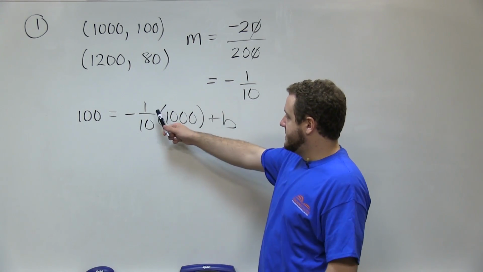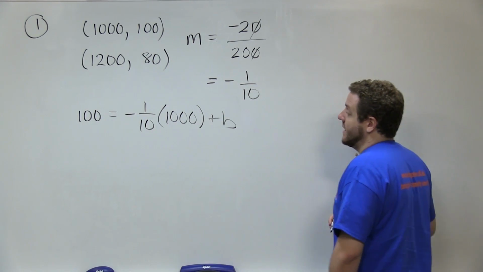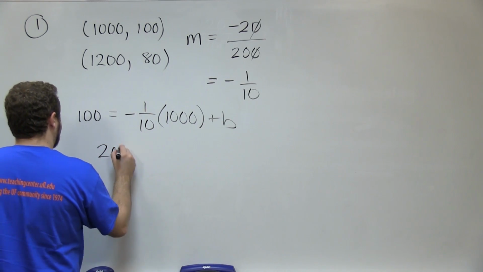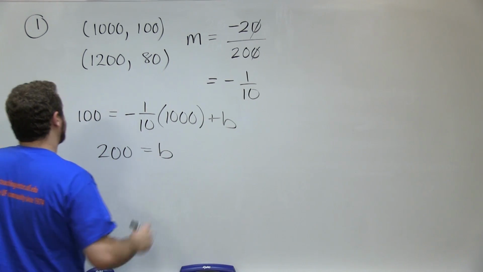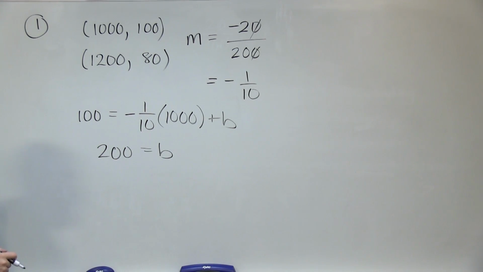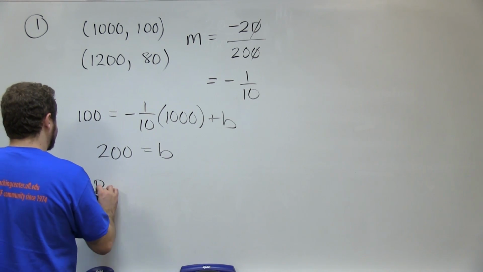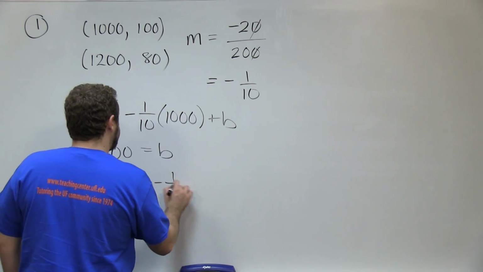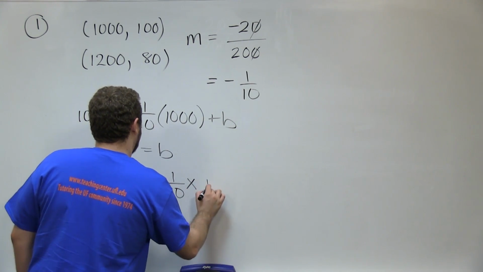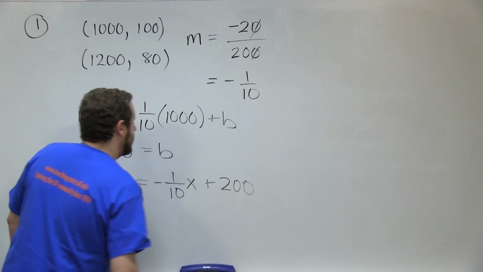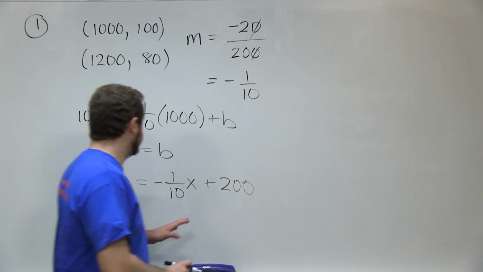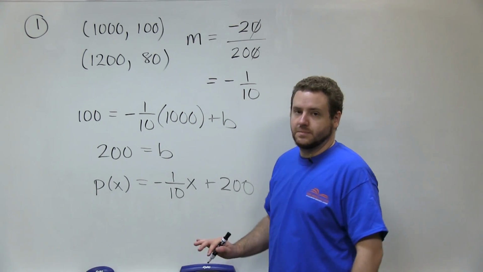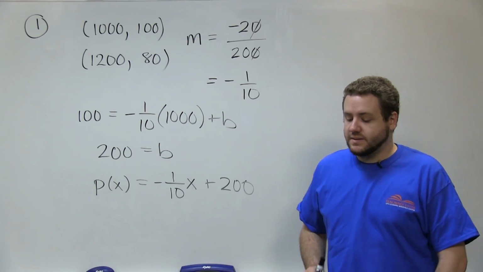So -1/10 times 1,000 would be -100, and if we add that over, we'd get that 200 is b. So therefore our equation, our p of x function, is going to be -1/10 x, because that was our slope, plus 200. So this is our price function. So we need that to answer the question.